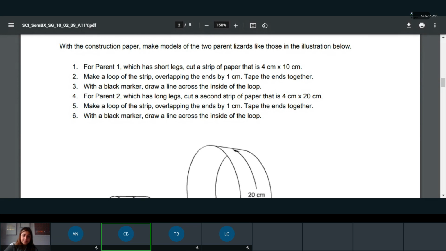So now you just cut out those 2 lines. Yes. Okay. Yeah, cut out that strip of paper, okay, and then you're going to measure. Okay. All right. Great.